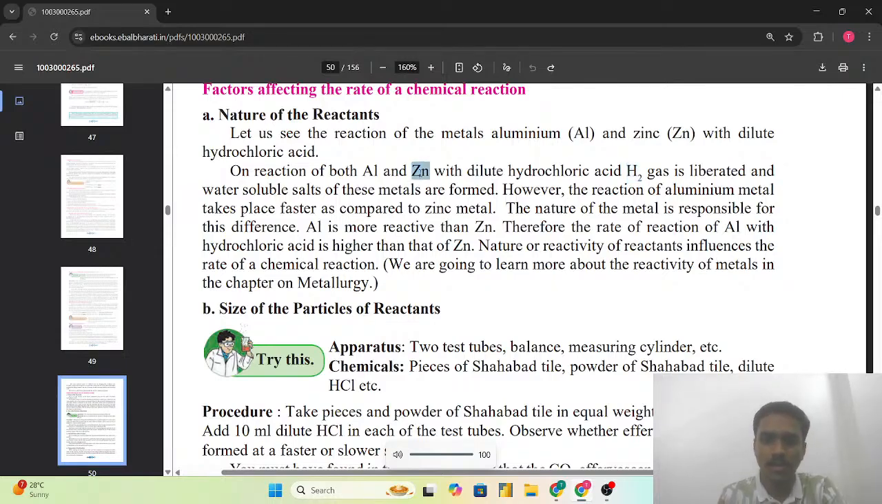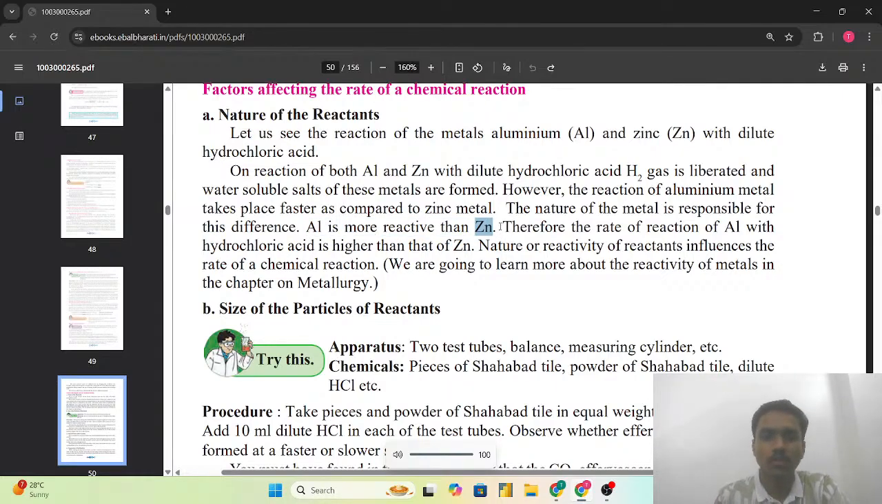And when the same reaction is done by taking zinc with dilute HCl, that also leads to the formation of hydrogen gas. But here we can see that the nature of the metal is responsible for the difference, as aluminium is more reactive than zinc. So the reaction takes place at a faster rate with aluminium as compared with zinc.